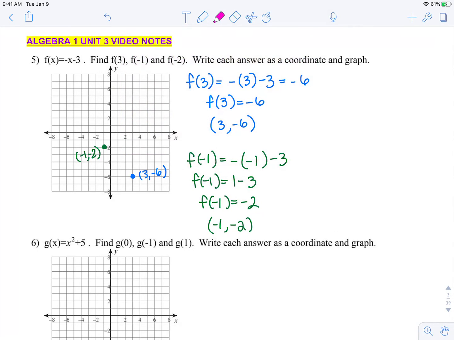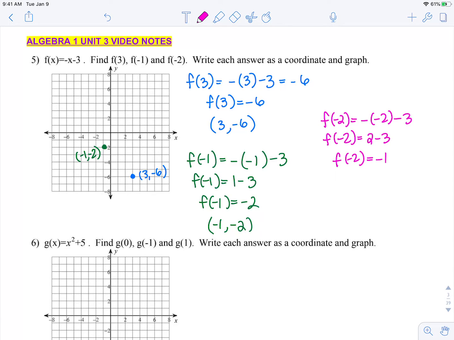Last, I'm going to find f of negative 2. That's negative 2 minus 3. So f of negative 2 is positive 2 minus 3. F of negative 2 is negative 1.